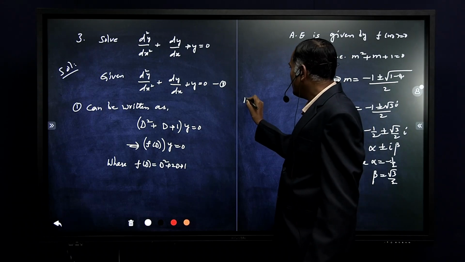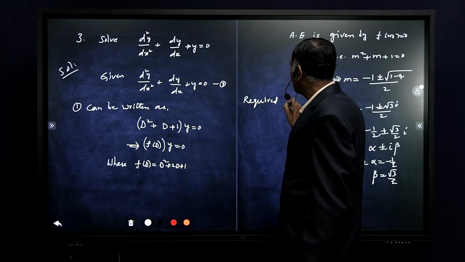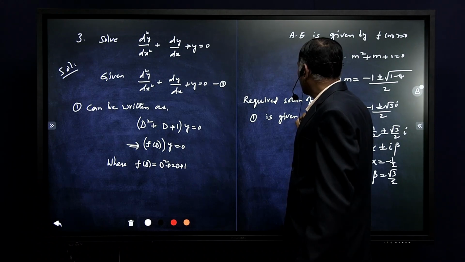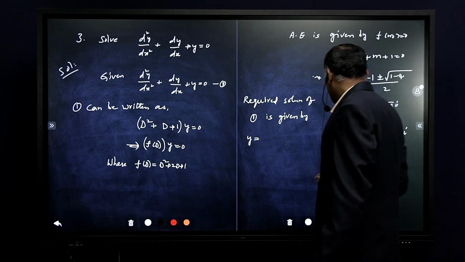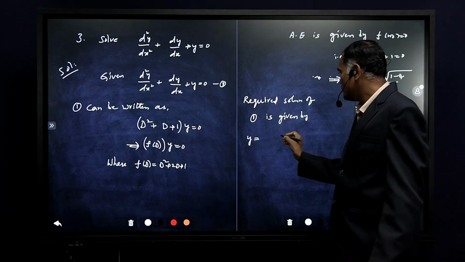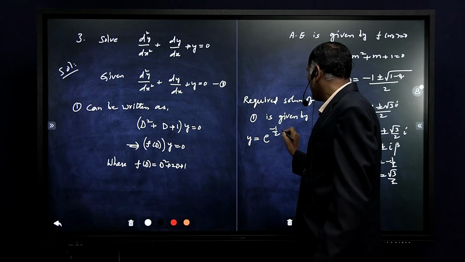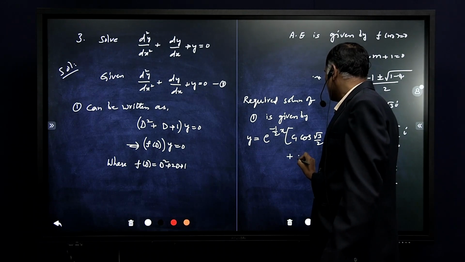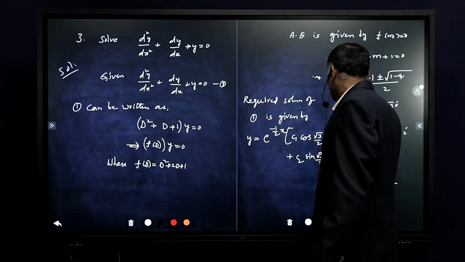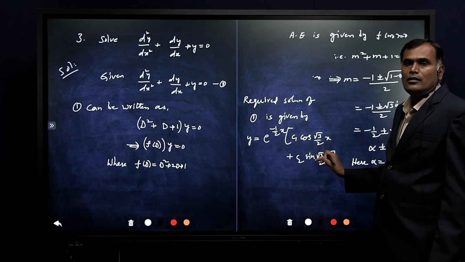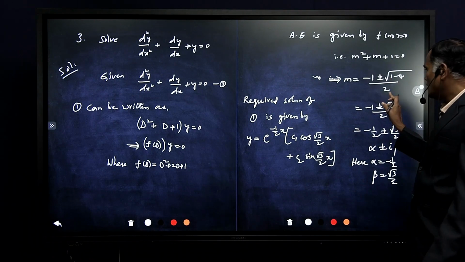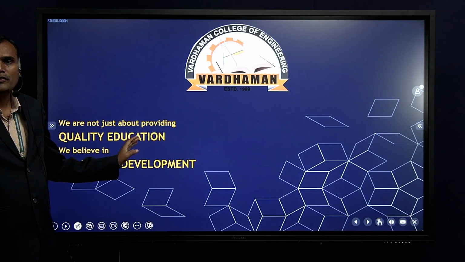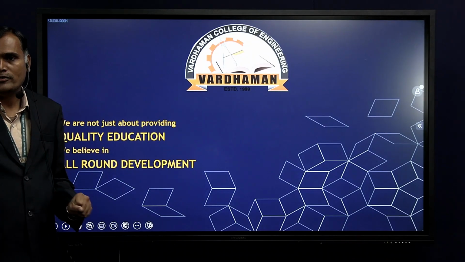Now the required solution is given by y equals to, now clearly the roots are complex and distinct, so we write e power alpha x into c1 cos beta x plus c2 into sin beta x. This gives the solution of the given differential equation when roots are complex and distinct. With this I am concluding this session. In this session we discussed the solution of homogeneous linear DE with constant coefficients. Thank you.